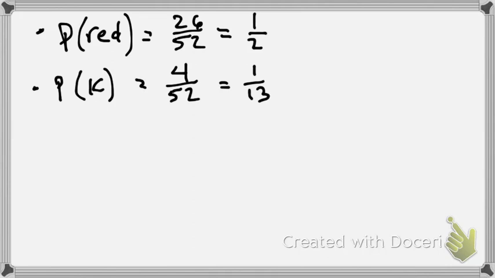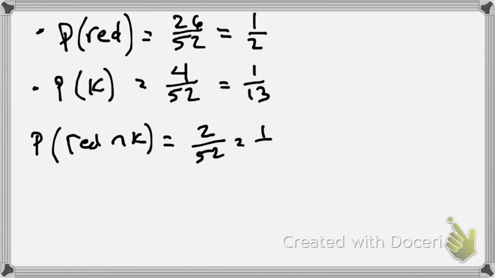But now let's make it a little bit more challenging. What's the probability that it's red and a king? Basically, the question I'm asking you now is, how many red kings are in the deck? Well, there's the king of diamonds and the king of hearts. So there's 2. So 2 out of 52, which means I have a 1 out of 26 chance of grabbing this. Okay?